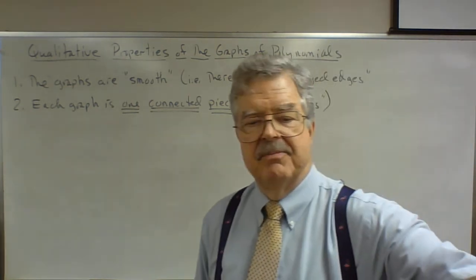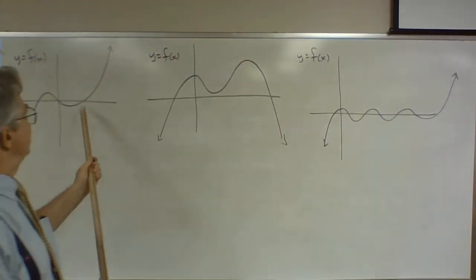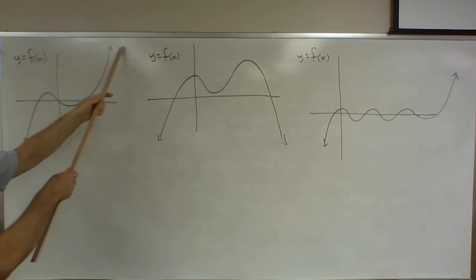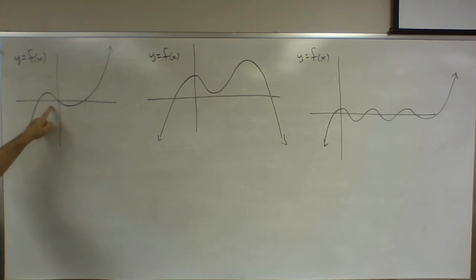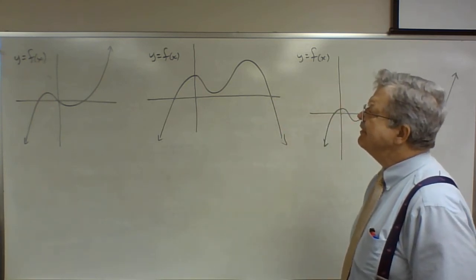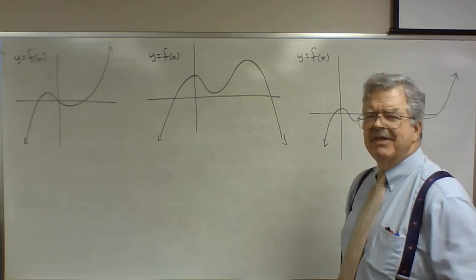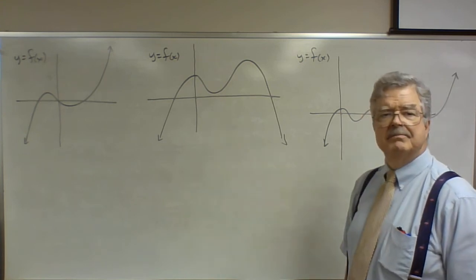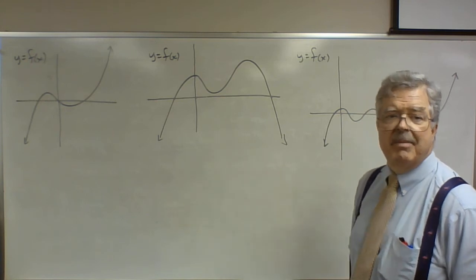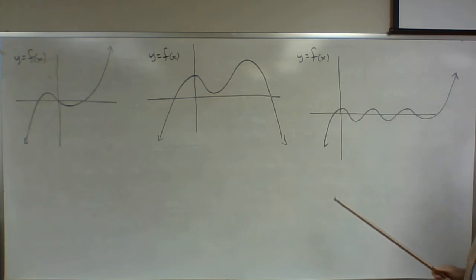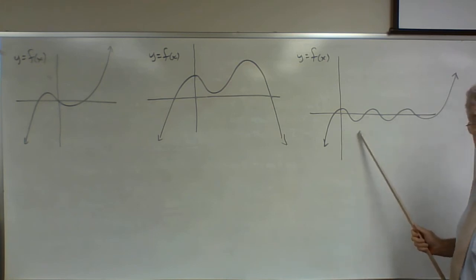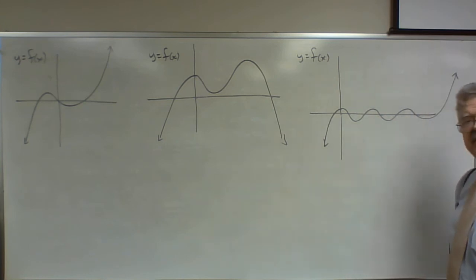Now let's look at some examples. Which of these graphs could be graphs of polynomials? Well, this graph is smooth. There are no jagged edges, and it's one connected piece. This could be the graph of a polynomial. What about this graph? Could this be the graph of a polynomial? It's one connected piece, no sharp edges, no jagged edges. This could be the graph of a polynomial. What about this thing? Well, it's one connected piece, and there are no sharp edges, no jagged edges. All of these could be graphs of a polynomial.